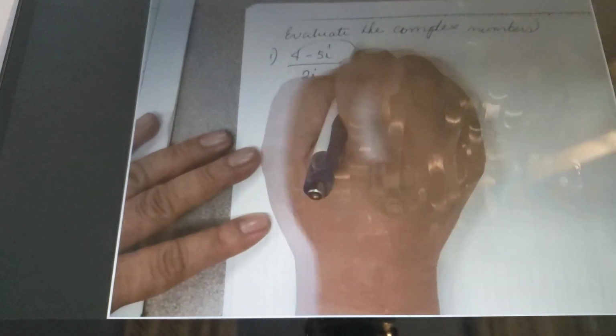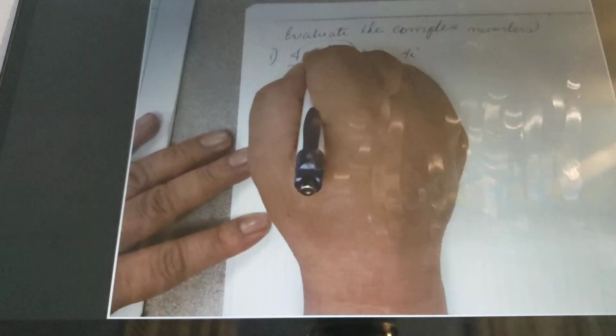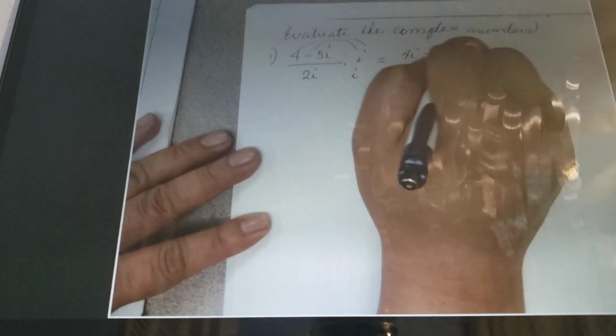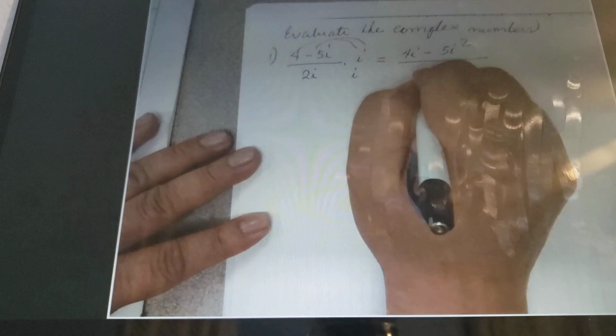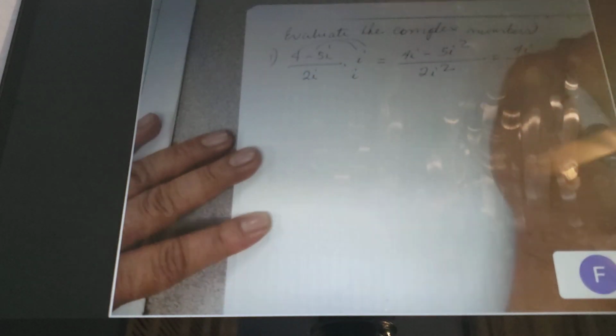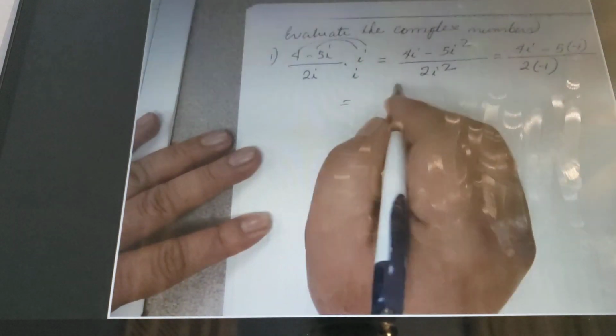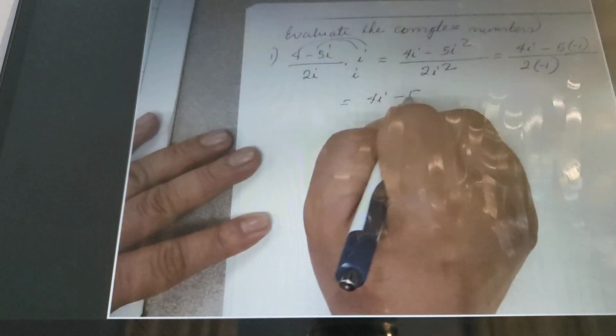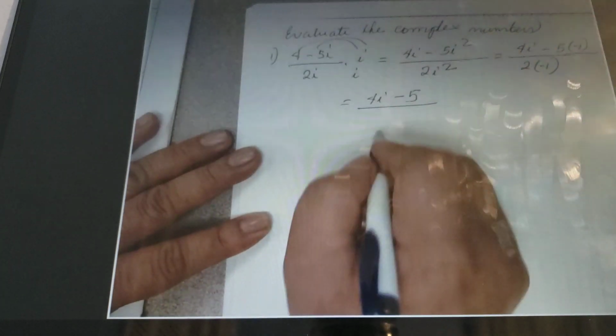So multiply: 4i minus 5i square all over 2i square. So we have 4i minus 5 times negative 1, 2 times negative 1. So therefore, 4i minus 5 over negative 2.